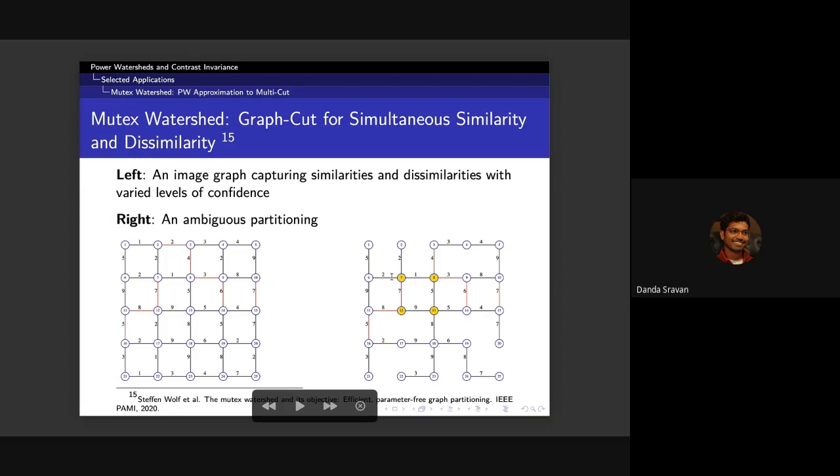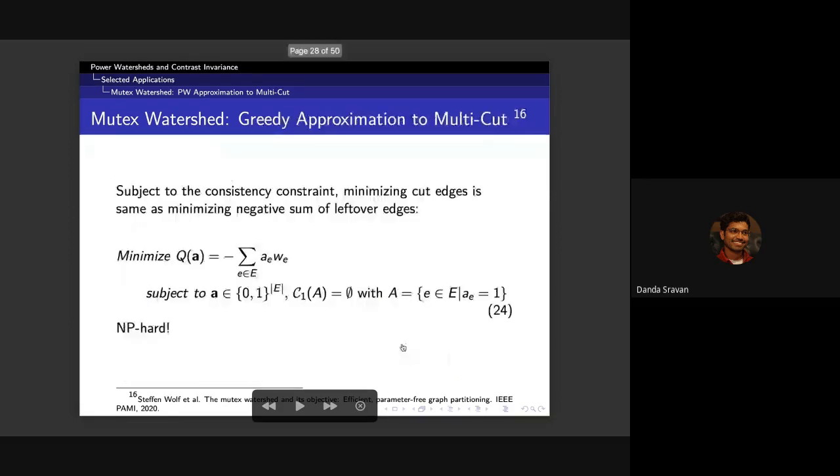This is just an intricacy, but solving this is called the multi-cut problem, and this is an NP-hard problem. Another group has proposed a greedy approximation solution to this multi-cut problem, subject to the cycle constraint that I just mentioned. Minimizing these cut edges is the same as minimizing the negative of the remaining edges. This is because the sum of edge weights is constant, since I've already fixed the graph.